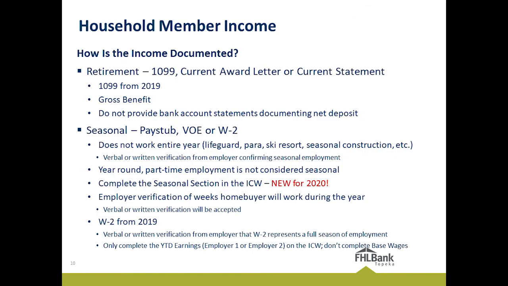If a household member receives any type of retirement income, provide the 2019 1099, all pages of the current award letter from the retirement income source that designates the 2020 benefit, or all pages of the current statement from the retirement income source that designates the 2020 benefit.